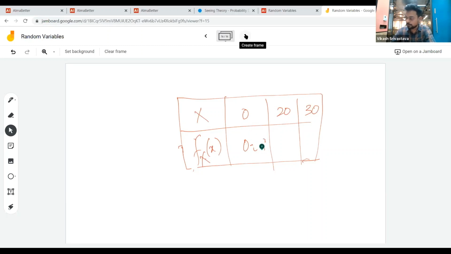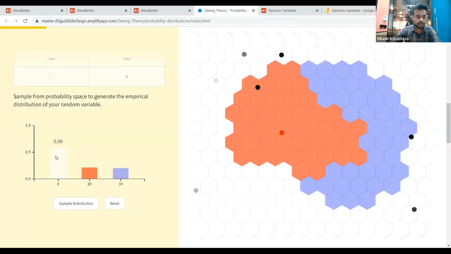So this is 0.58, and then let's see. So 0.58, 0.22, and 0.20, right? If you add them up, 0.58, 0.22, 0.20, so this is your 80. 80 plus 20 is 1, right? So our second property is satisfied, and each of these are greater than 0.